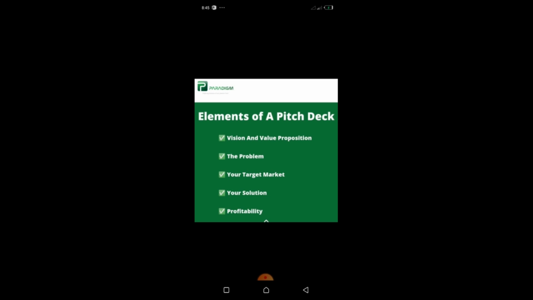A one-sentence overview of your business and the value you provide. This is something that whenever your business name is mentioned, this is what comes to mind. Now, it is good for you to keep this vision and value proposition simple and short. For instance, at the Paradigm, our vision and value proposition is preferring solutions to every business needs.